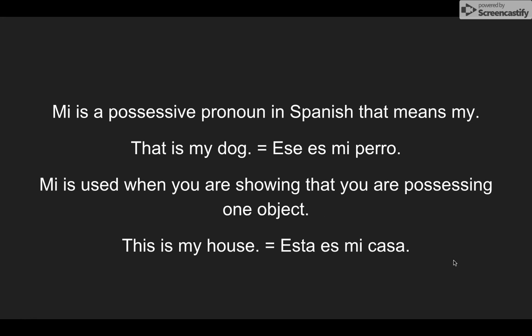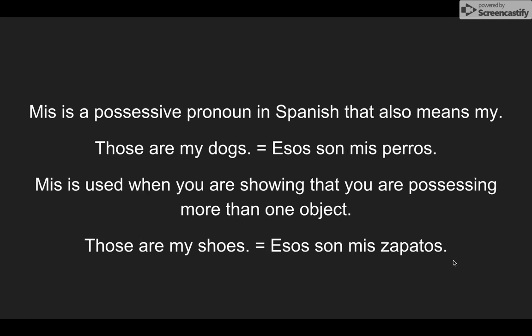So I use mi. But sometimes we need to use the possessive pronoun mis. Mis still means my, but it is showing that we are possessing more than one person, place, or thing. Those are my dogs. So the sentence changes to esos son mis perros. This time I use mis because I'm talking about more than one dog. Those are my shoes. Esos son mis zapatos. Again, we're going to use mis because shoes is plural.